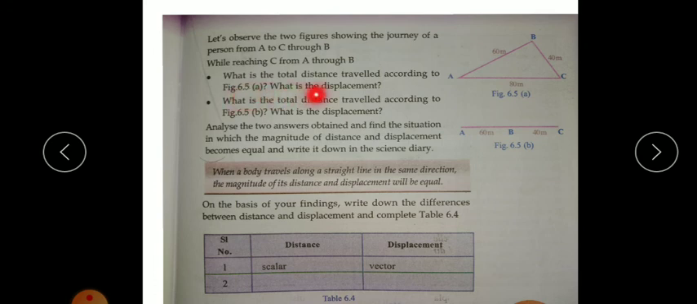What is the displacement here? A is the starting point, C is the final point. So the difference between starting point and final point is 80 meter, is it? So the straight line distance from initial to final position is 80 meter. So the answer is 80 meter.